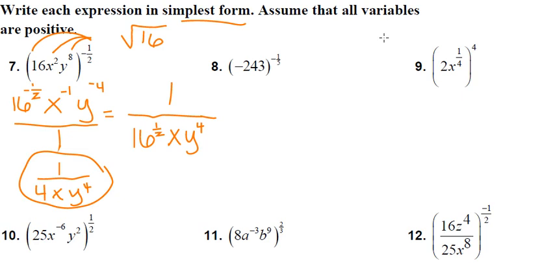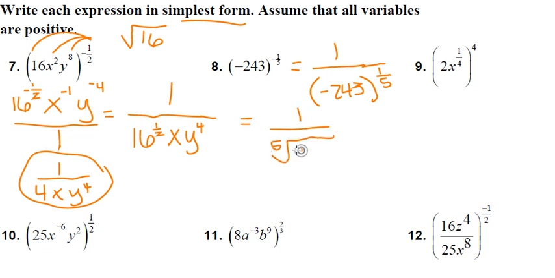All right, so we're moving along here, and in this one, we're just taking this entire quantity, negative 243, and raising it to the power of negative 1/5. Well, I want to take that quantity and have negative 243 raised to the power of positive 1/5. So this is actually 1 over the 5th root of negative 243.